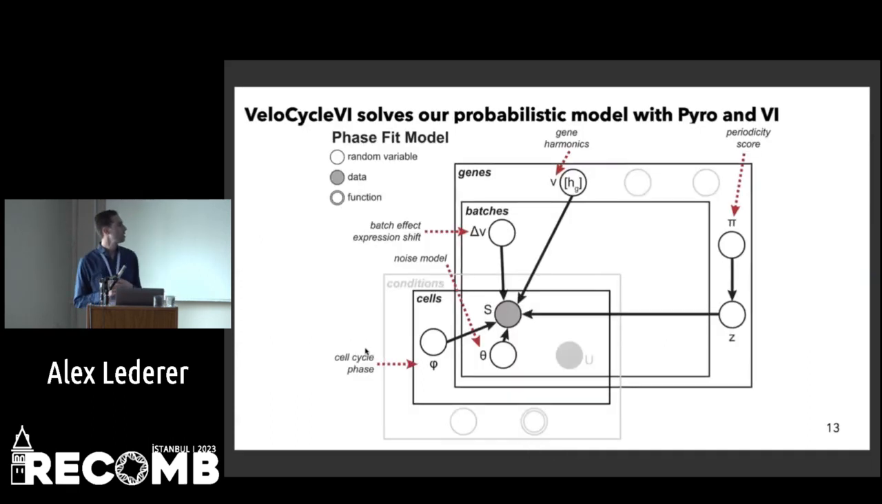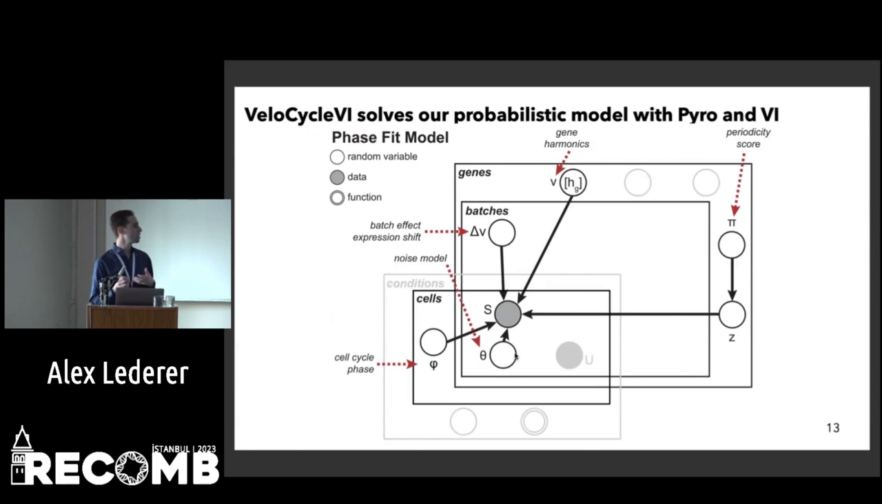Here I'm showing a plate diagram representation of our model, which we solve using variational inference. And we solve it in two steps. In the first step, we perform phase inference, so we learn the manifold. This is represented in this diagram here, where the gray circles represent our data points, and the white circles represent our random variables, each of which is sampled from a different probability distribution.